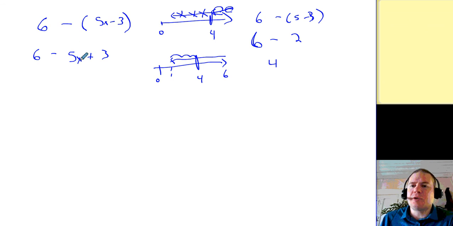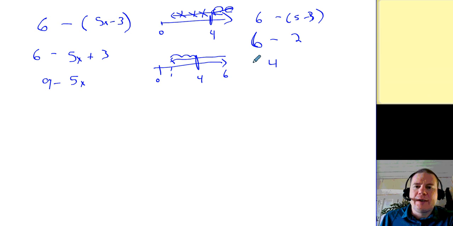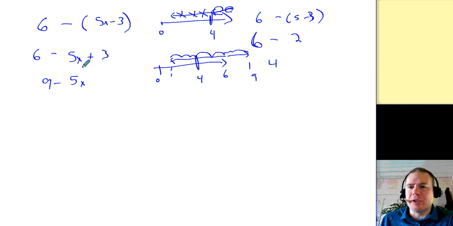Well, I can't subtract 5x from 6, but I do know the opposite of negative, the opposite of subtracting, gives me a plus here for the 3. So 6 plus 3 is 9 minus 5x, right? If I do that plus 3 first, 6 plus 3 is 9, and then 9 minus 5, 1, 2, 3, 4, 5, brings me back to the 4, if the x weren't here. Right?